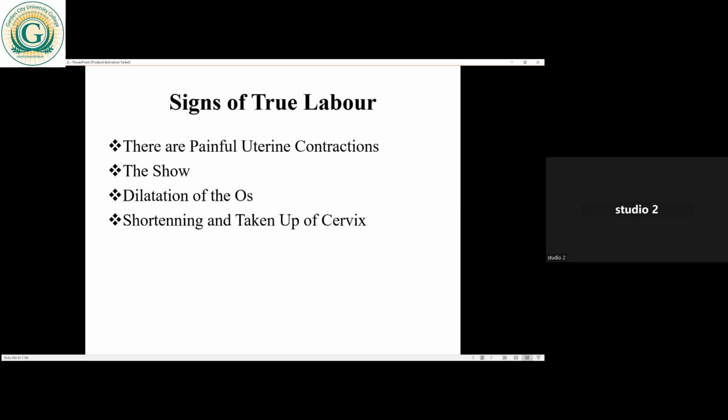Painful uterine contractions, which are not stopping. They have intervals and the pain will come. Another interval, the pain will come. Then you see show. Show is the operculum that covers the cervical canal, and it comes out when the os is dilated, and it comes with blood. Then it means the os is dilated and the cervix is completely taken up. That is true labor. These are the true signs of labor. When this happens, the woman is severely in labor.